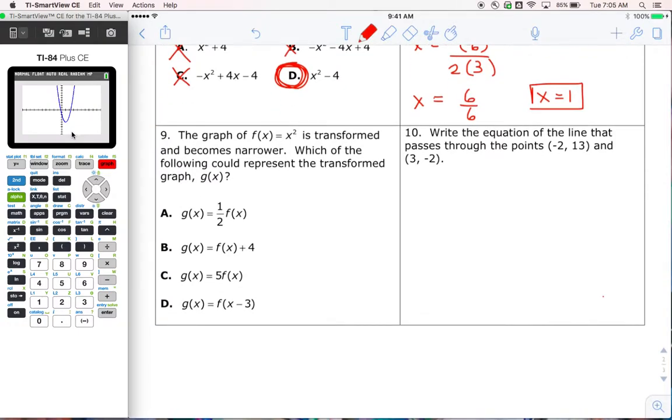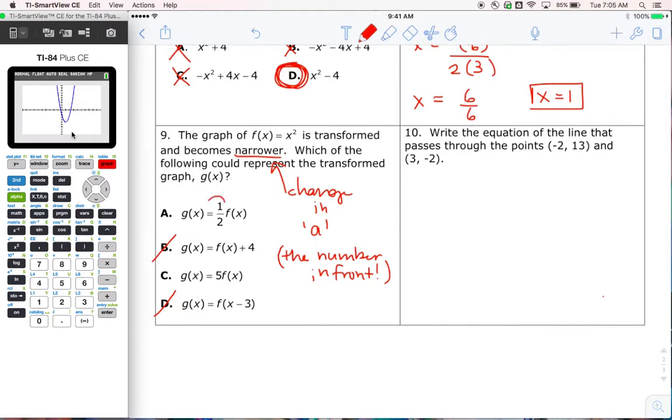Problem number 9. The graph of f of x equals x squared is transformed and becomes narrower. Which of the following could represent a transformed graph g of x? All right, guys, if it's narrower, if it's messing with the shape, that means a change in a, which means the number in the front. So this one has a 4 at the end, not what we want. This has 3 in parentheses, that's not what we want. So it's either A or C.